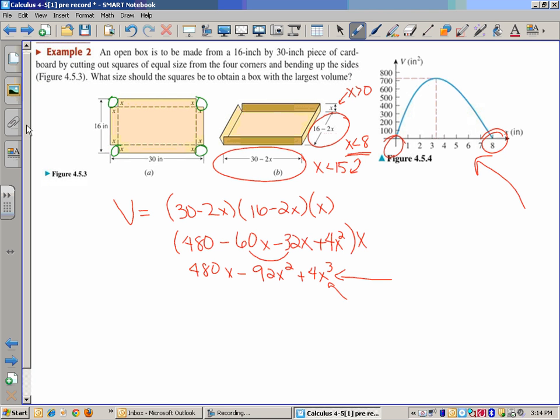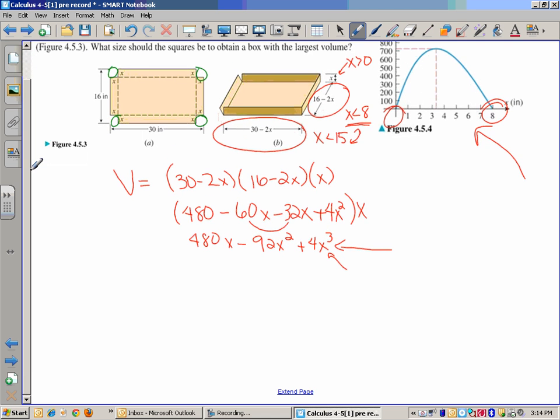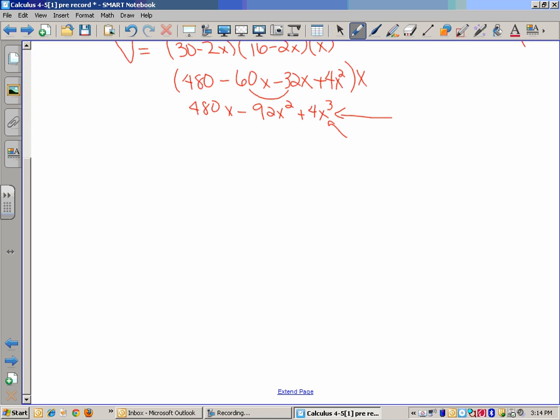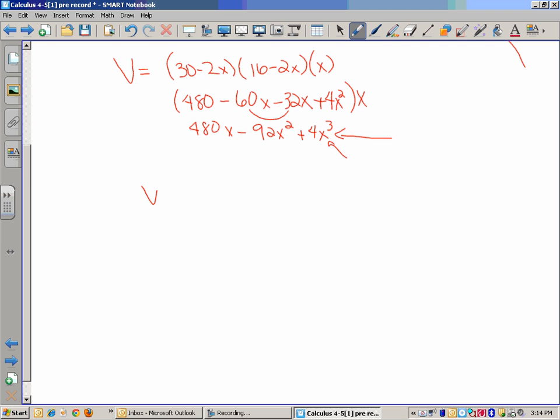So because I want to find my maximum volume, I'm going to go ahead and take the derivative of V. So the derivative of V with respect to x is going to be 480 minus 92x plus 12x squared. Oh, Miss Collins, you silly girl. You did not multiply correctly. I'll help you out. 92 times 2 is 184. Yes, it is.